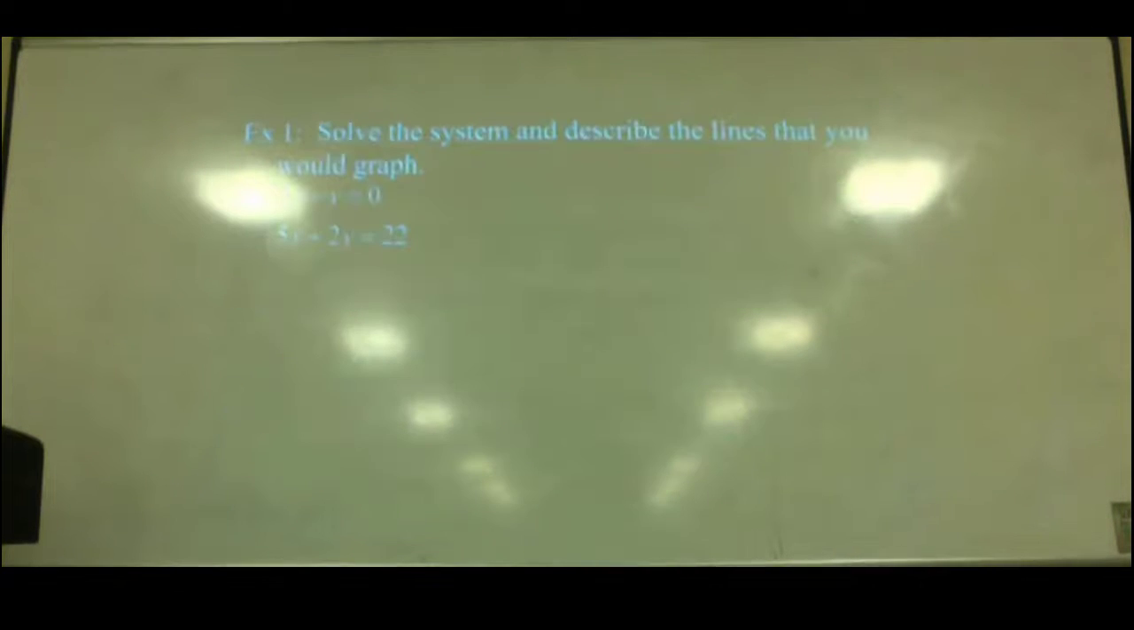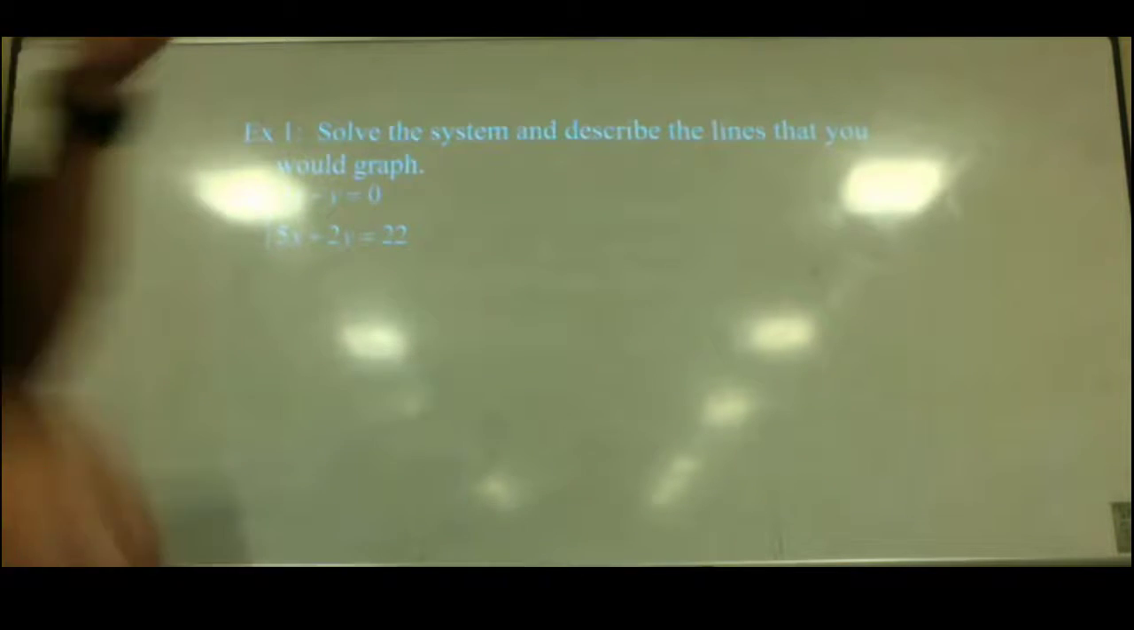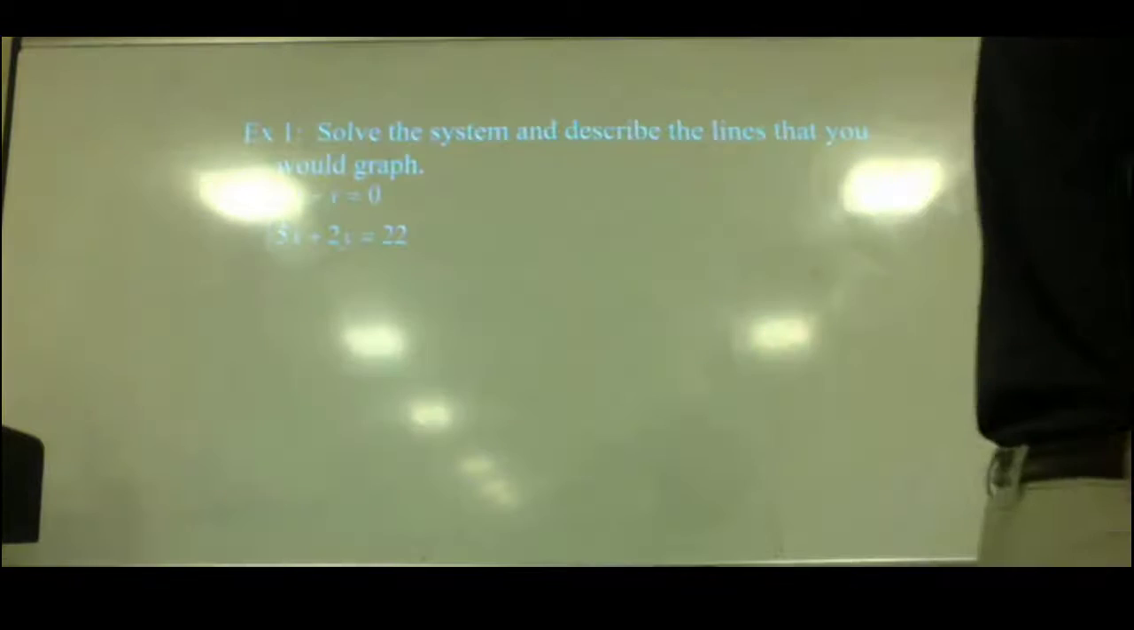Okay. So let's take a look at some examples. And I put on there to describe the lines that we would graph. Remember, we had those three types. You had two lines that intersect. That meant one solution. You had two lines that were parallel. That meant there were no solutions. And then you had two lines that were actually corresponding with each other. That means there's infinitely many solutions. So let's take a look at these examples.